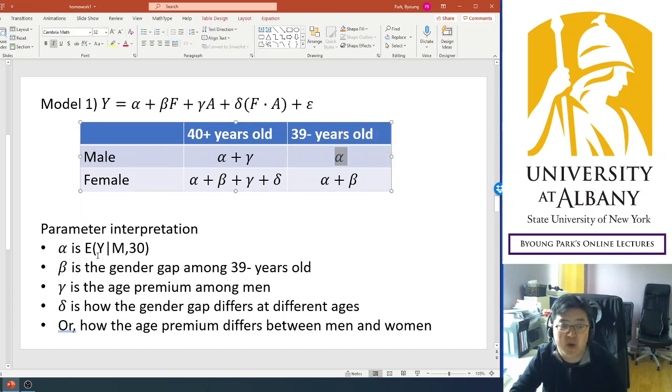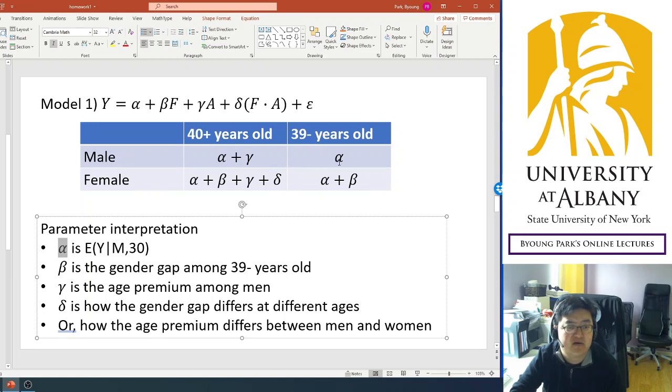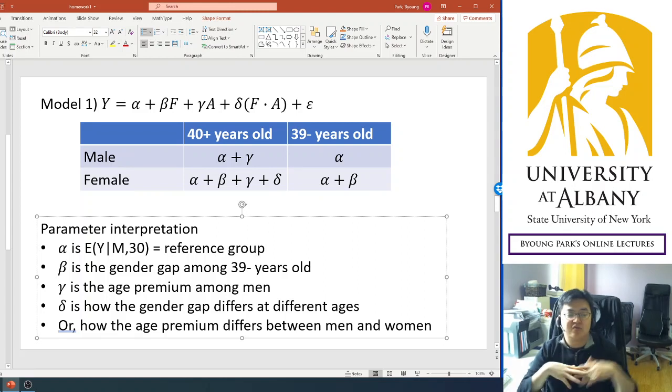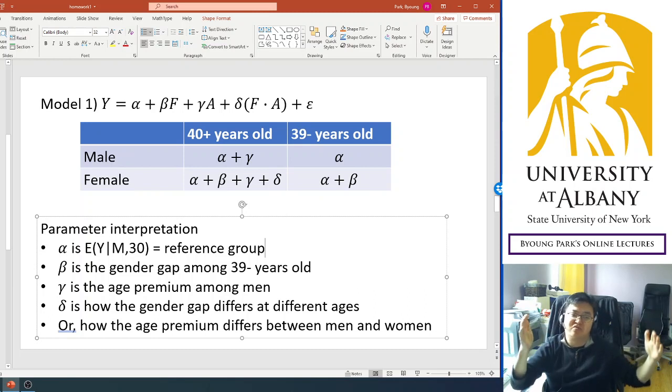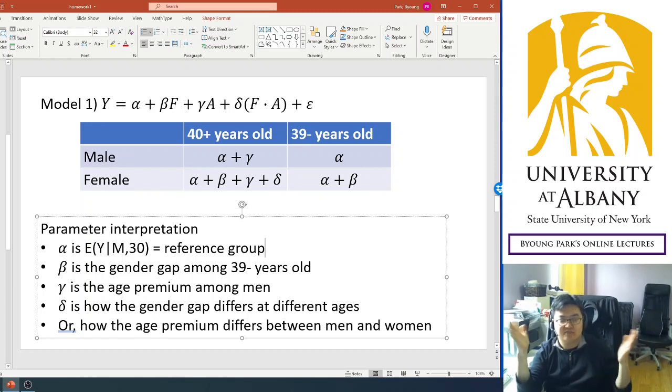Alpha is the average wage for men 30 years old, so alpha is the reference point. We call this the reference group. So that's the starting point. And from this group, we will calculate the difference. The other groups are calculated as the difference from this reference group.